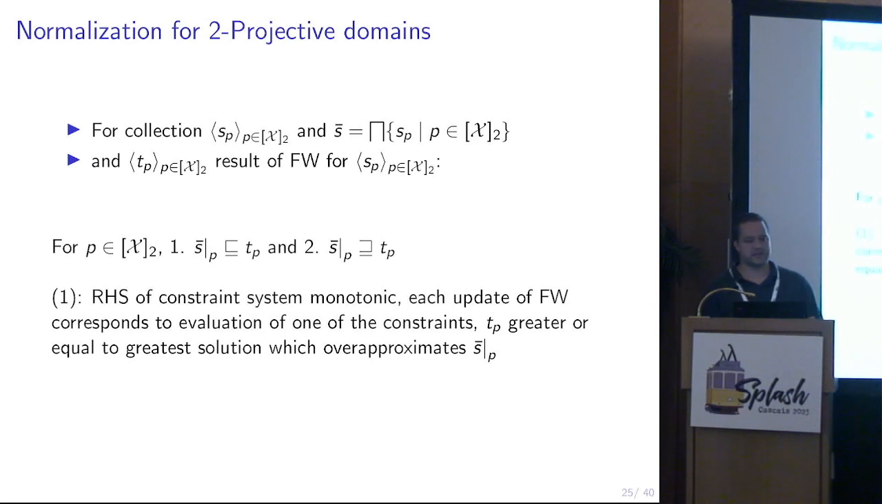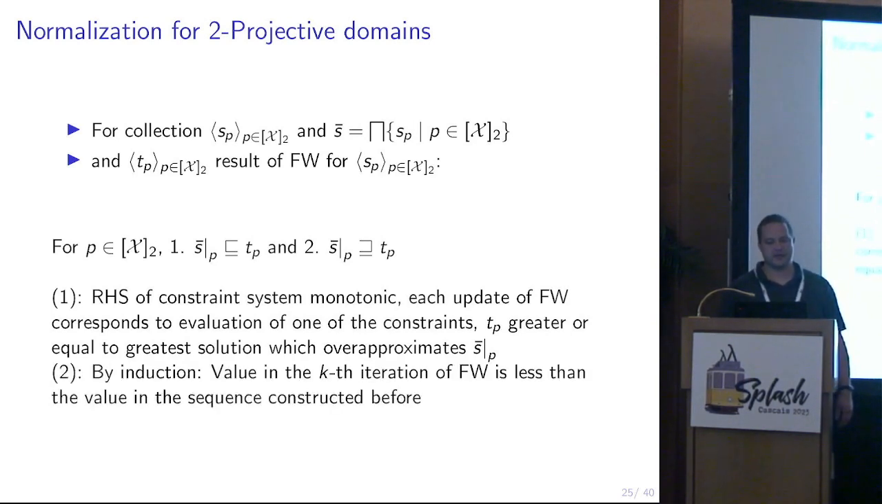So whatever this algorithm will compute is greater or equal to the greatest solution of the constraint system. And before we have shown that this greatest solution over-approximates the two normalization. So this is the first property here. And then the second property, we show this by induction. Namely, what we show is the value in the kth iteration of this Floyd-Warshall algorithm is less than the value in the kth sequence that we have constructed before. And then we have shown these two to be equal here.